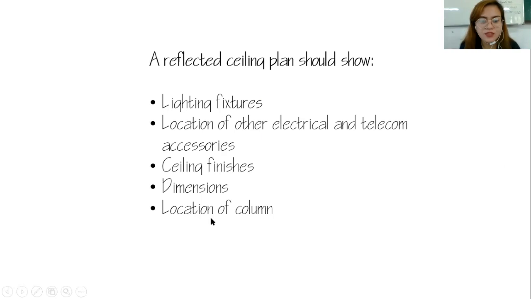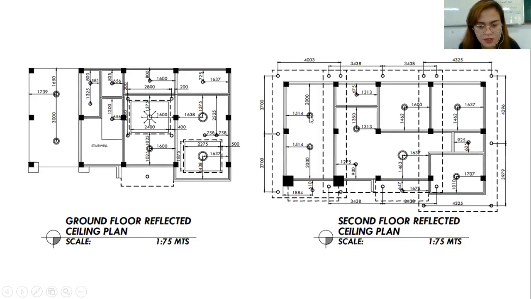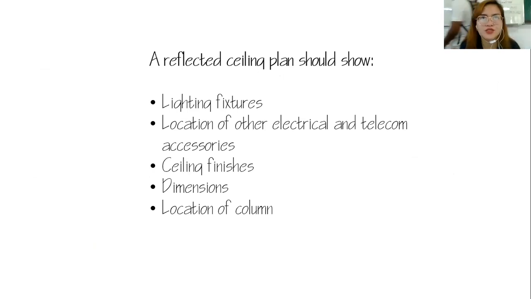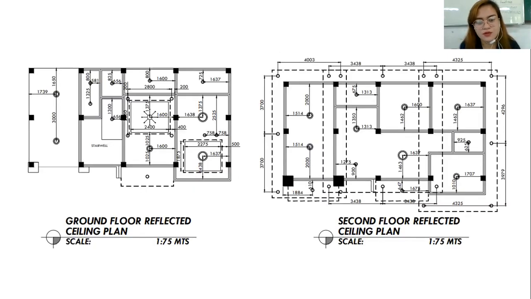Another key note is to provide sufficient dimensions. Dimensions from the center of the fixture in relevance to the wall. It's important in locating the provisions for the electrical fixtures, as a basis for the electricians to install the electrical fixtures and all other electrical accessories. And you also need to indicate the location of columns.